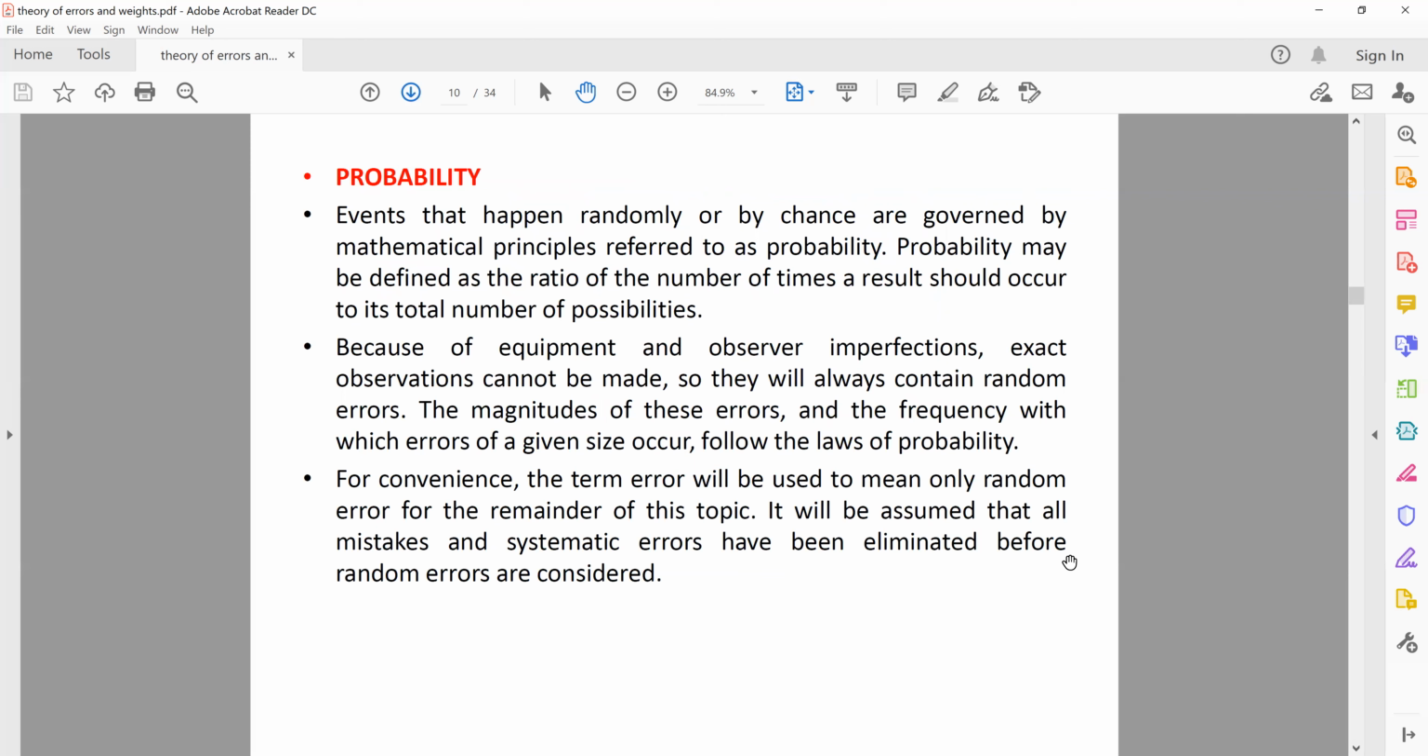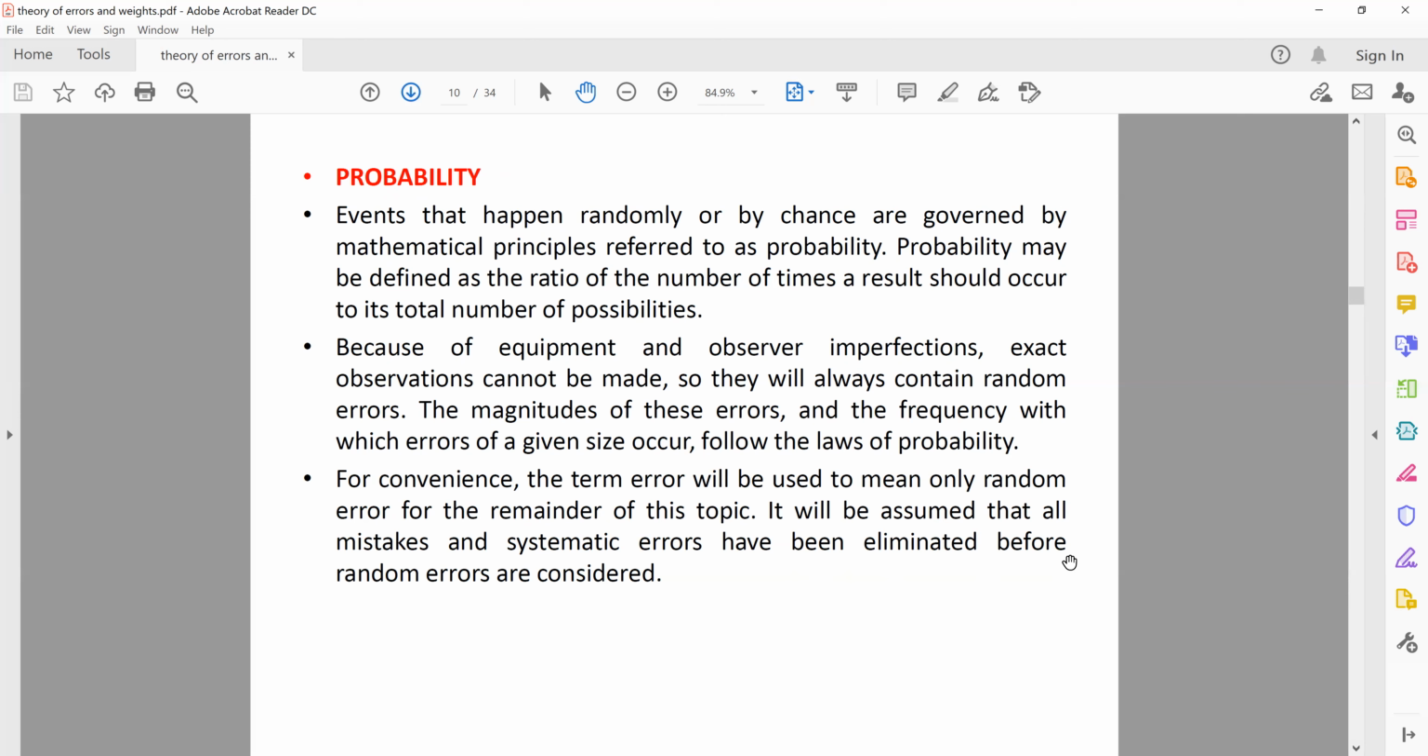So now comes in the probability. You have studied probability before, I hope numerous times. And probability, what it is, is the occurrence of one particular event divided by the occurrence of all possible events. So it is a ratio of the number of times a result should occur, your favorable result, divided by the total number of possibilities.